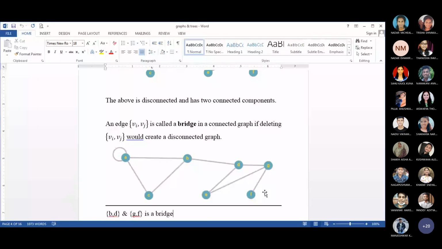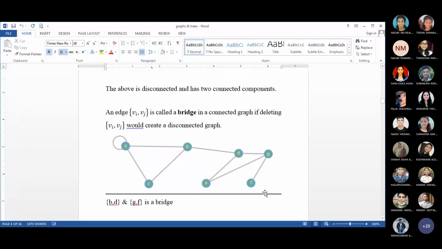ओके अगर कोई एक एज को डिलीट करने से कनेक्टेड प्रॉपर्टी लूज हो रहा है ग्राफ का, तो दैट एज विल बी नोन एज अ ब्रिज. ठीक है, अगेन आई रिपीट, कोई एक एज को डिलीट करने से कनेक्टेड प्रॉपर्टी लूज हो रहा है ग्राफ का, तो दैट एज बेसिकली विल बी नोन एज अ ब्रिज.